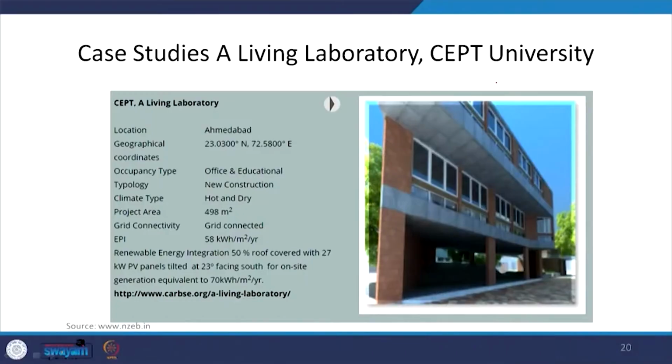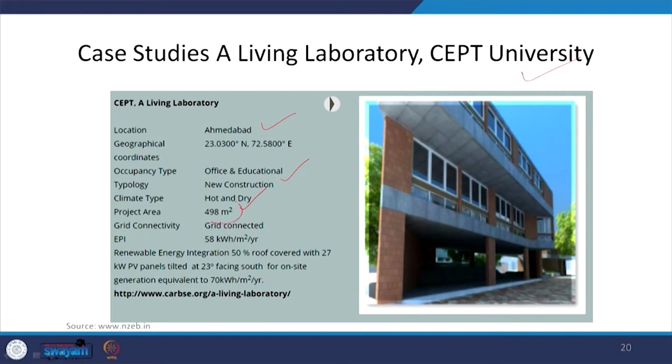There are some buildings in our country which have a net zero energy status. I am picking up some relevant case studies. More you can find out on the net. The first case study is the Living Laboratory at CEPT University. It is in Ahmedabad, and it is an office and educational building. It is a new construction building. It was constructed new, and Ahmedabad is actually a hot dry climate.